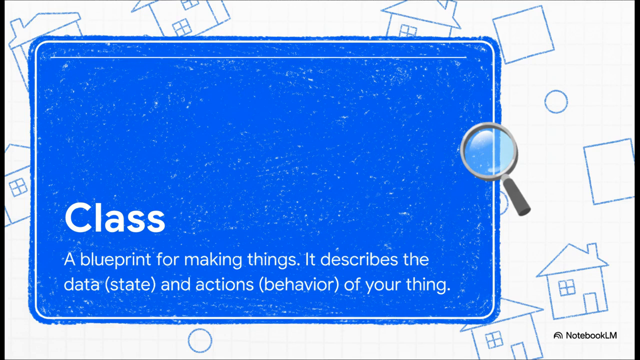You know how an architect's blueprint describes a house before a single brick is laid? That's exactly what a class does. It describes an object before it's ever created. And it lays out two crucial things: the data it's going to hold, we call that its state, and the actions it can perform. That's its behavior.